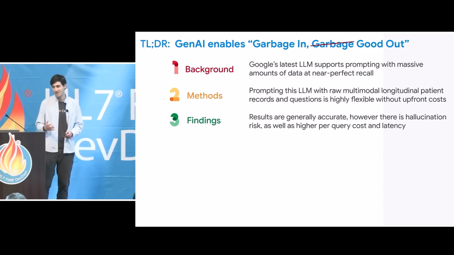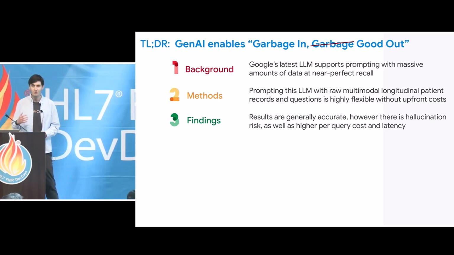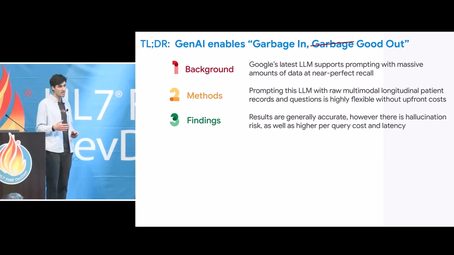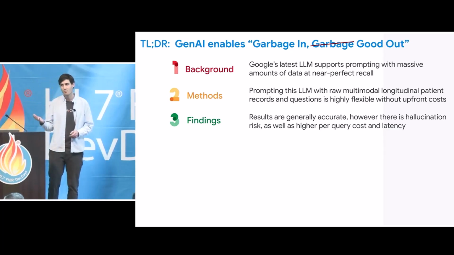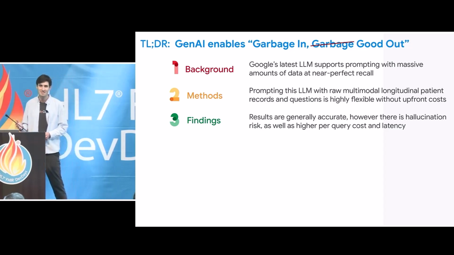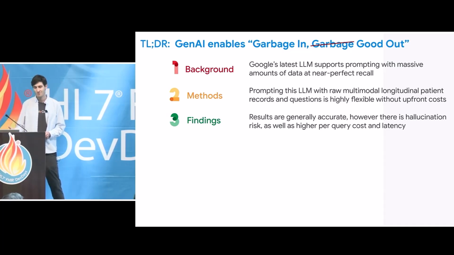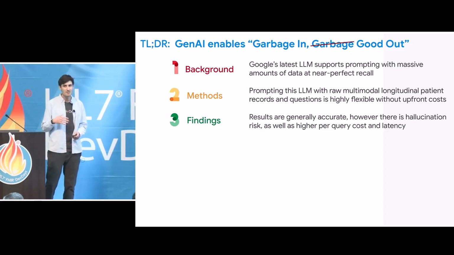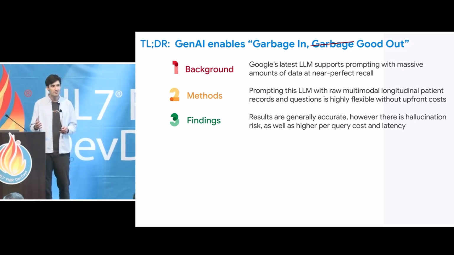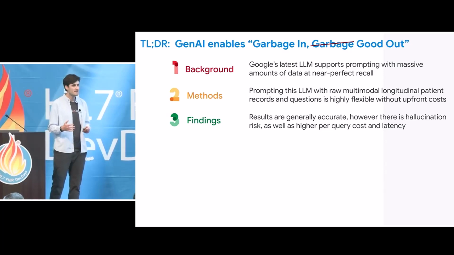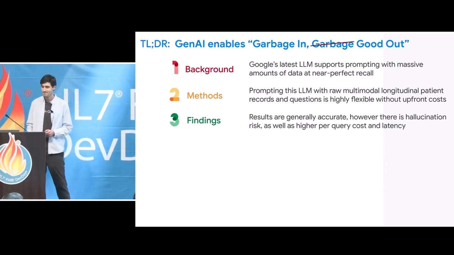The results are generally pretty good, but there is plenty of hallucination risk. In fact, more hallucination risk than retrieval augmented generation approaches, and of course more hallucination risk than deterministic approaches that are the usual FHIR approaches that you would use, like FHIR search or SQL on FHIR, etc. There is also decent latency and cost per query. I think these are factors that will come down over time, but the underlying dynamic will probably remain.